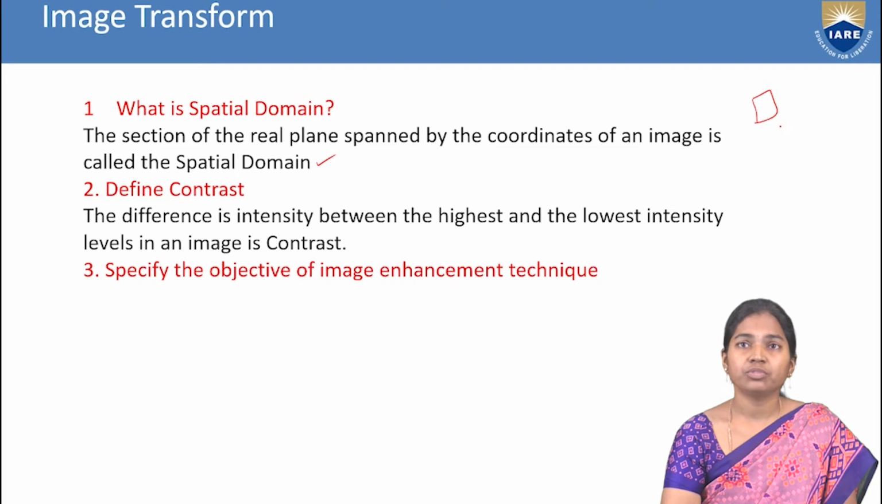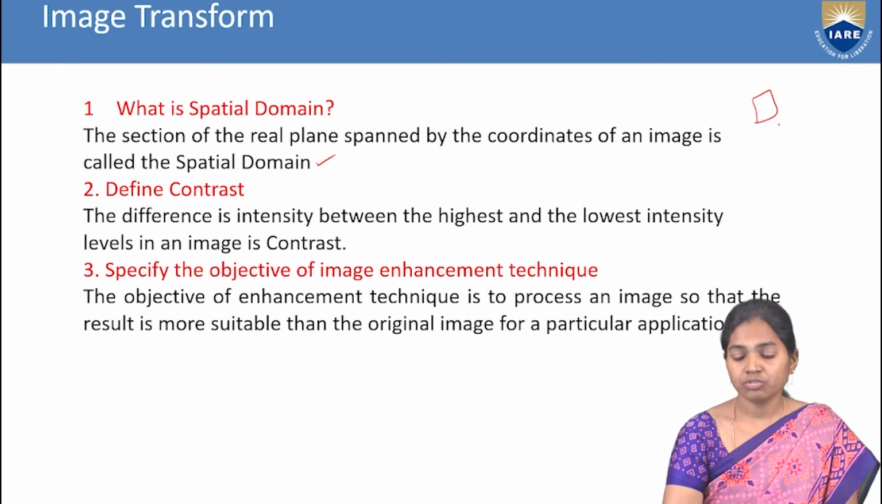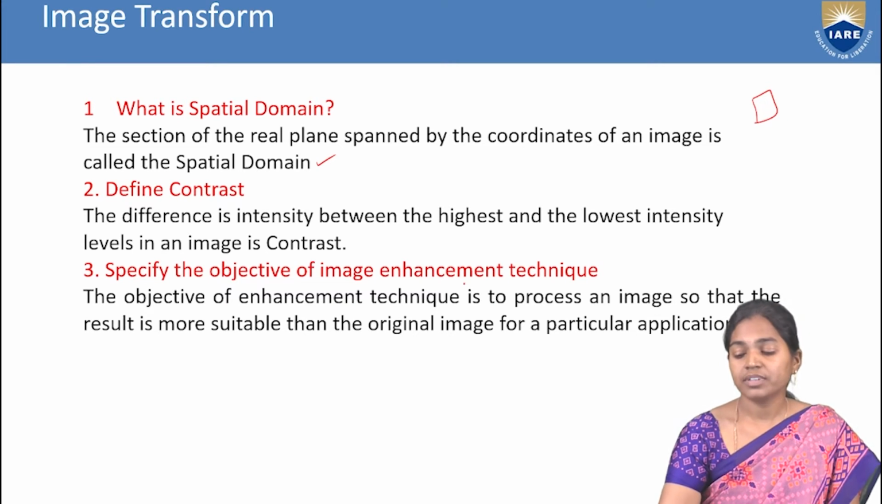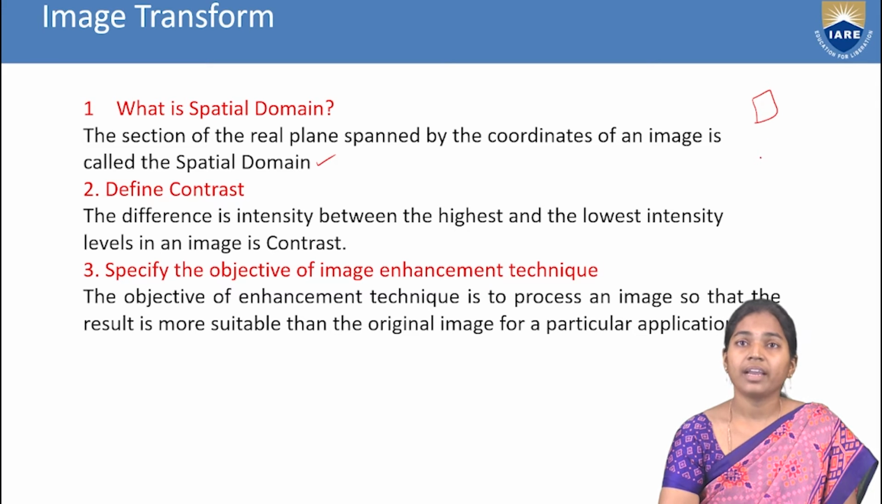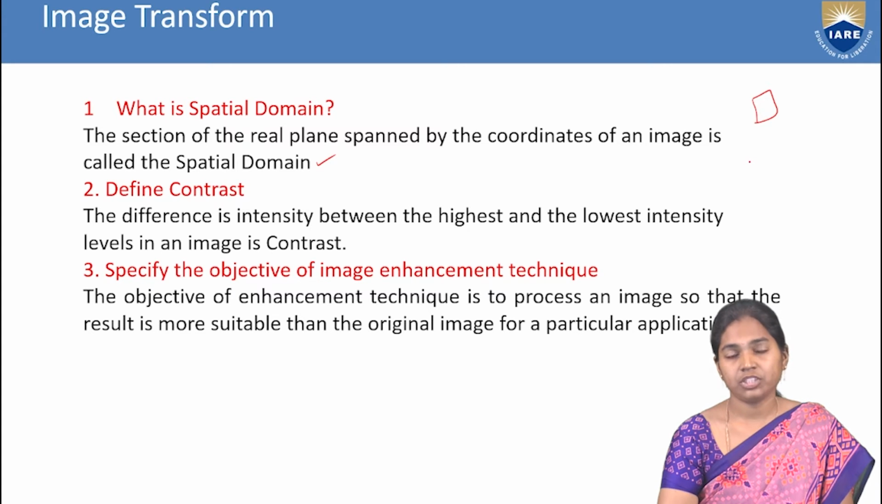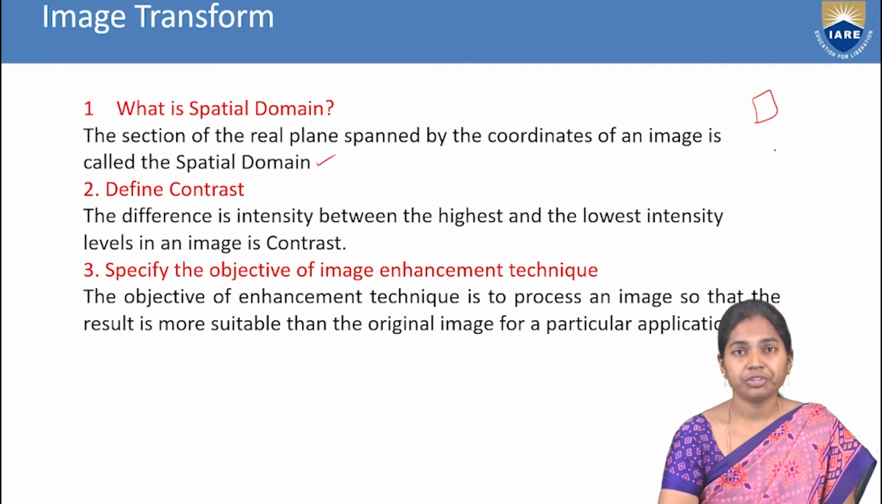And specify the objective of image enhancement technique. In this, first we go for image acquisition, and afterwards we go for image transforms. In image acquisition, we use different types of sensors and digital cameras. With the use of a sensor, we can capture the image. That image we convert from analog to digital form. Then afterwards we apply the image transforms, with which we can convert f of x comma y into f of u comma v. And after that, we use image enhancement, which increases the picture quality.